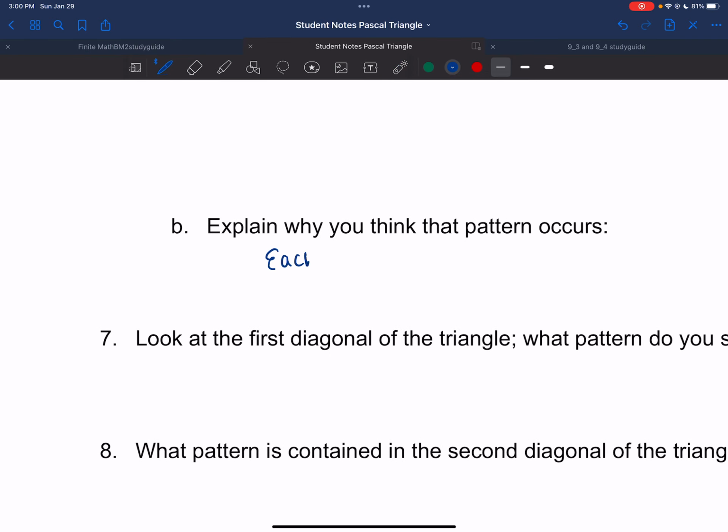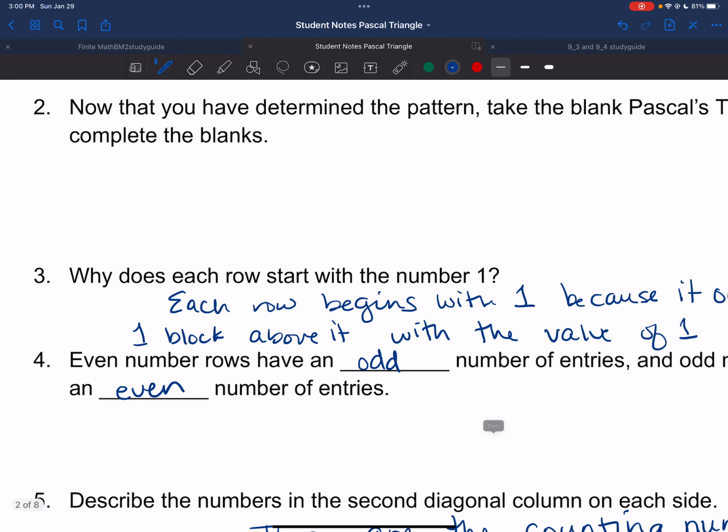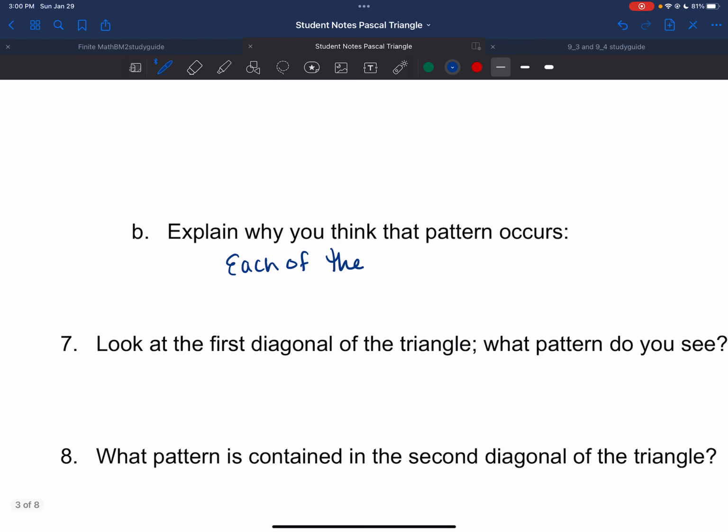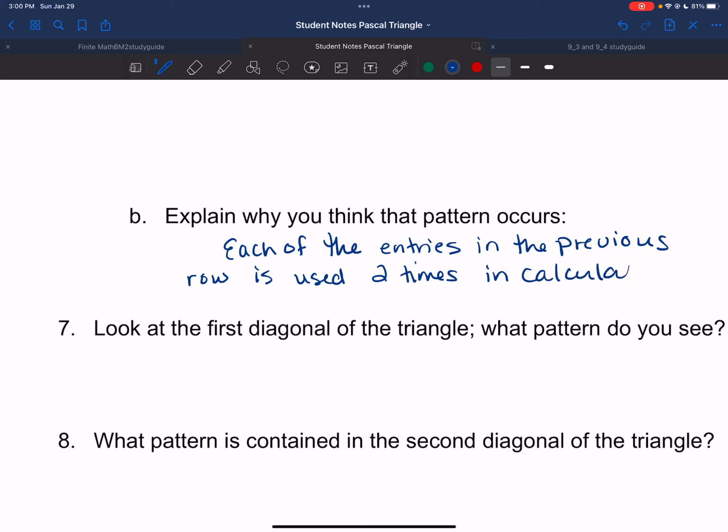Each of the, what did we call them earlier? We called them entries. Okay, so each of the entries in the previous row is used 2 times in calculating the current row.